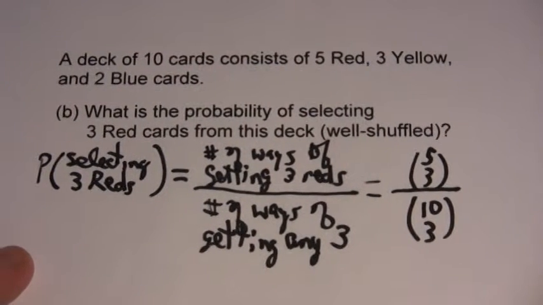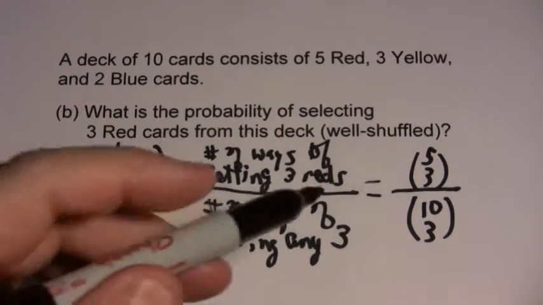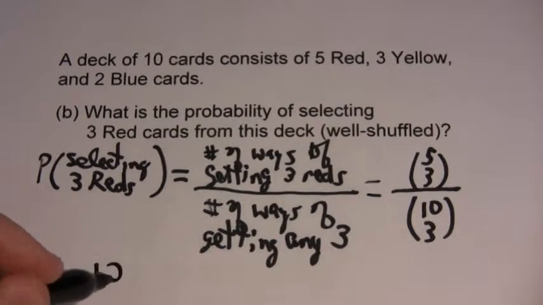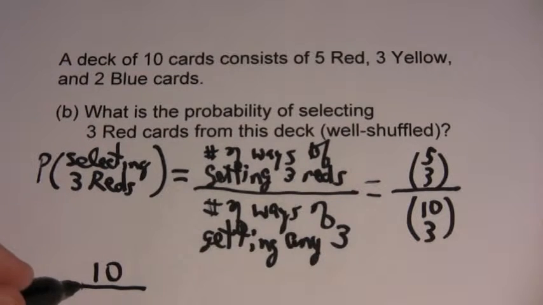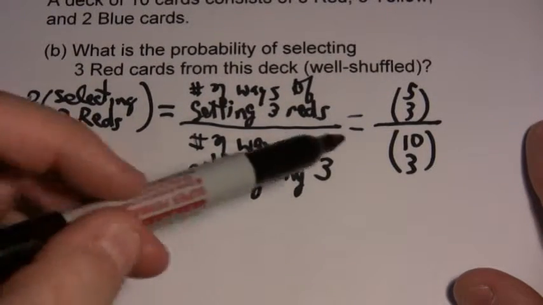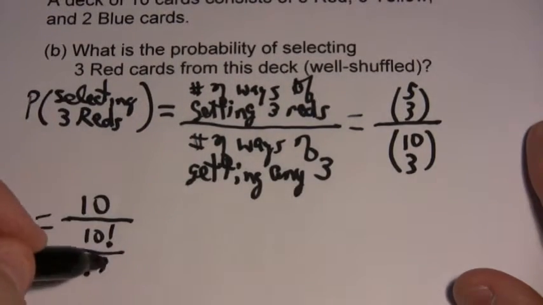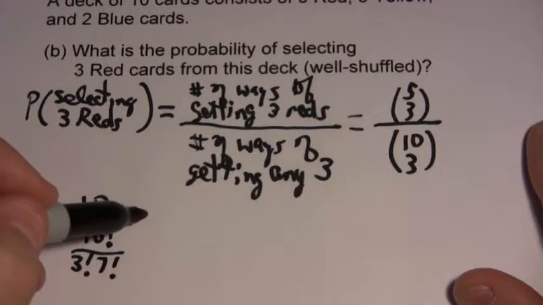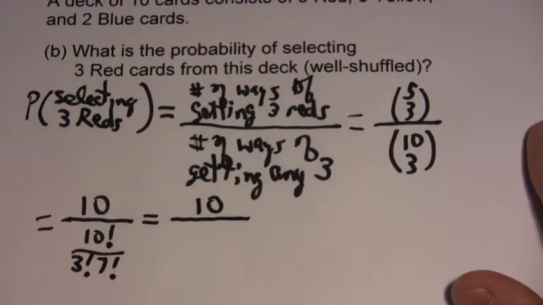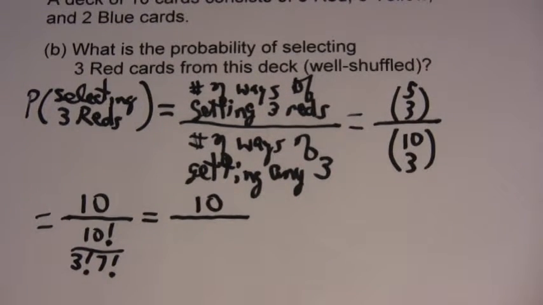Keep in mind that we've already done 5 combination 3 from part A, and that came out to be 10. So really, it's going to be 10 over 10 factorial over 3 factorial times 10 minus 3, which is 7 factorial. Well, let's just do the arithmetic. You get 10 on top. The bottom is a combination.